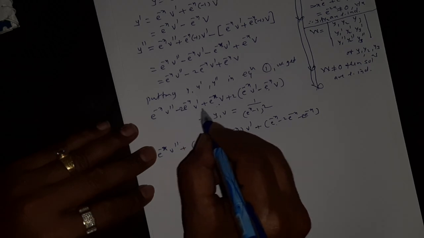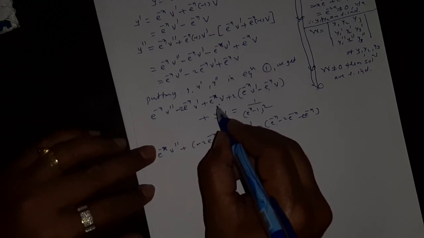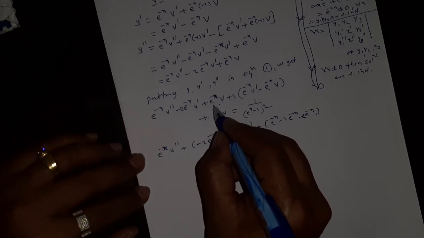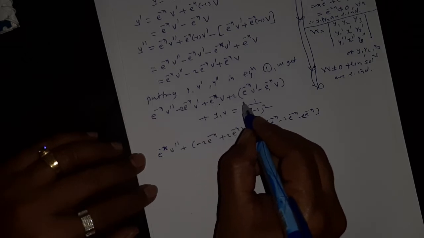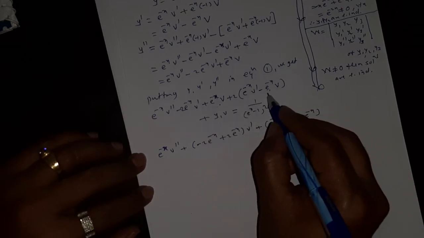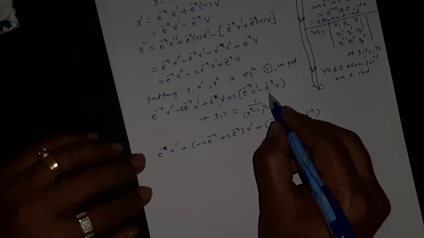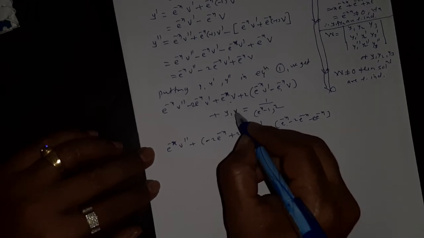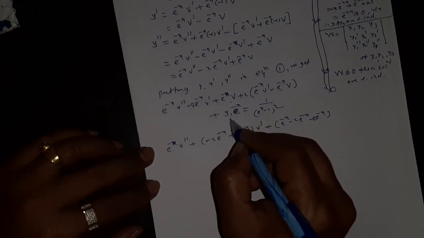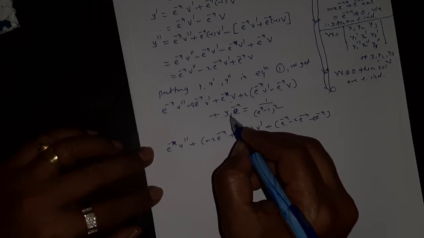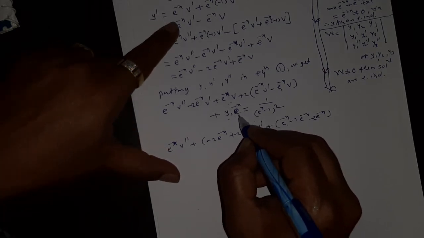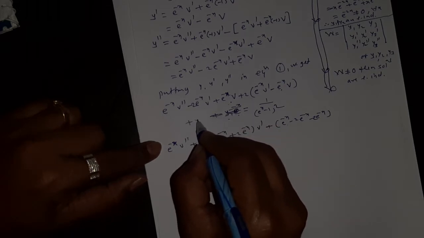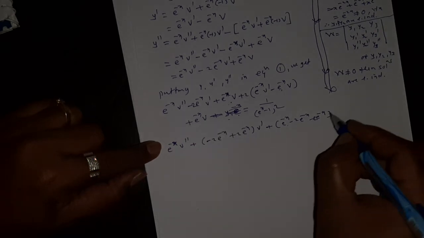V dash, coefficient of v, e raised to ... is equal to y1 v. V means what? V means e raised to minus x. The value of y is y1 v. That is y1 e. This is y1 v, e raised to minus x.